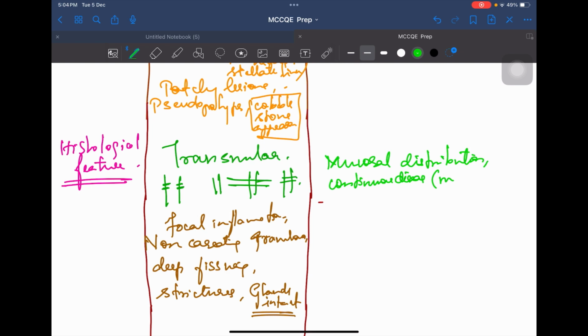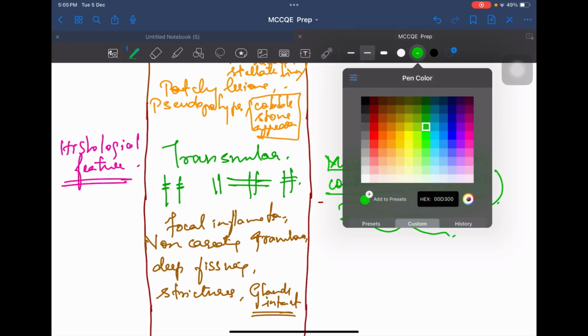Which means there are no skip lesions, as presents in Crohn's disease. There are no skip lesions in ulcerative colitis, and it involves only the mucosa, but the whole segment of the large colon will be involved. Just remember that there are no skip lesions, and it doesn't involve the whole of the wall. It involves only the mucosa. So there is mucosal distribution and it's a continuous disease.